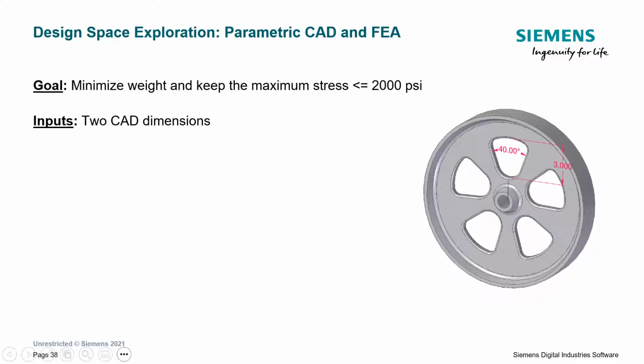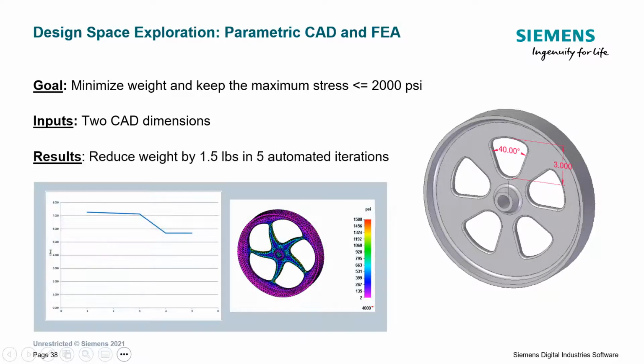It should also be considered that in addition to topology optimization, also known as generative design, CAD parameters can be used to perform a parametric design space exploration study to achieve a design objective. In this case, 2 CAD dimensions were changed and a goal was set to keep the maximum stress less than or equal to 2000 psi. And within 5 automated iterations, the weight was reduced by 1.5 pounds while keeping the original constraints.